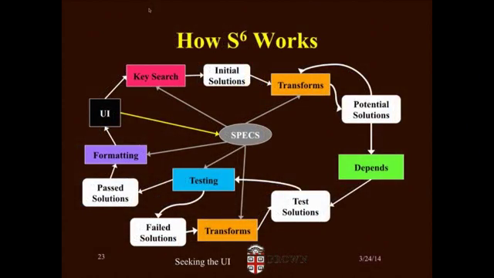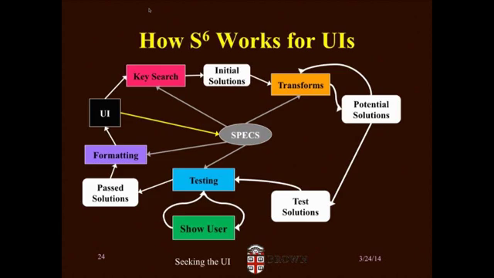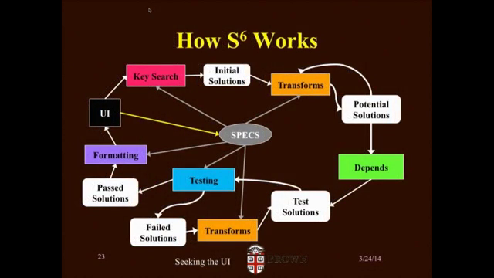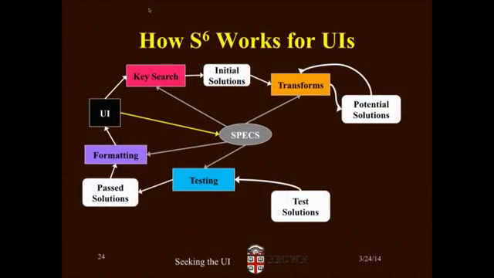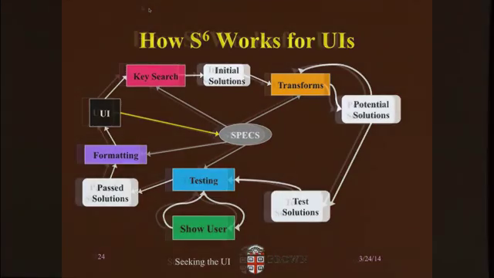So we had S6. What we did here is we removed parts of S6. We no longer needed the dependency analysis. And we didn't want to look at failed transformations and failed solutions. And then we just added something to show the user, to validate. So other than that, it's the same architecture. It's actually using S6 in the back end.